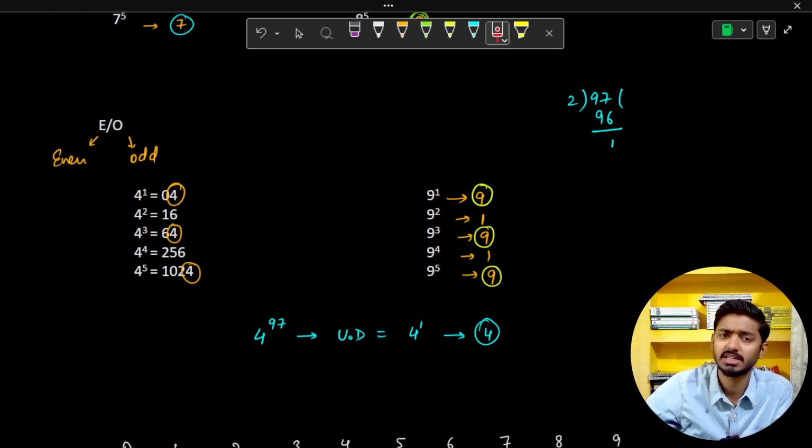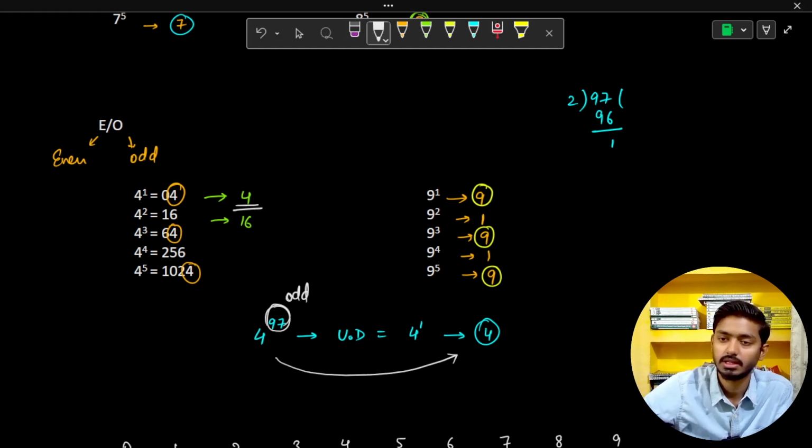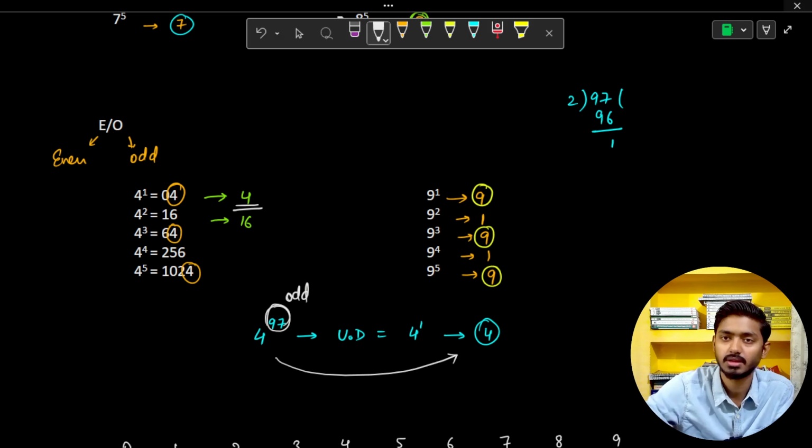As I said, how do we calculate it? What we'll say is 4 to the power 1 is 4, 4 to the power 2 is 16. Just need to learn that there is a cyclicity of 2 going on. You say, since this power is odd and we know that odd power gives 4, the unit digit would be 4 itself. Let's solve one more.